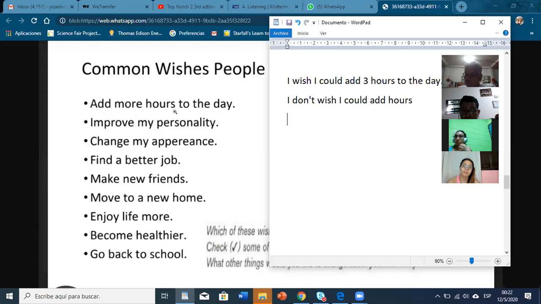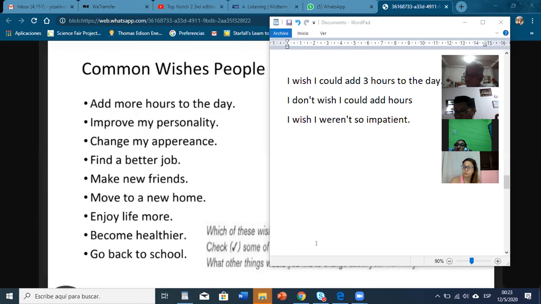And then, improve your personality. So what aspects of your personality would you like to change? You can say, for example, I wish I weren't. Because remember, this is more common, right? Instead of wasn't, I wish I weren't so impatient, for example. Okay, and say something that is true about yourself, about this image. Is that clear? Yes. Okay, hold on. I wish I weren't so impatient. Okay, in small groups of 3 or 4, we're going to work, so accept the invitation.